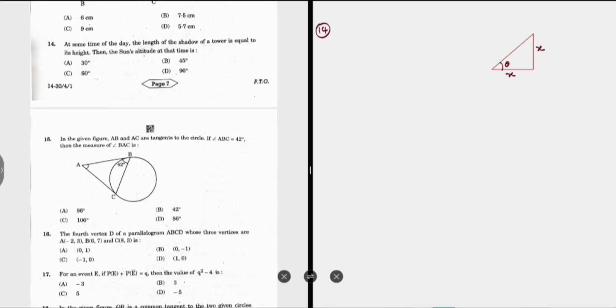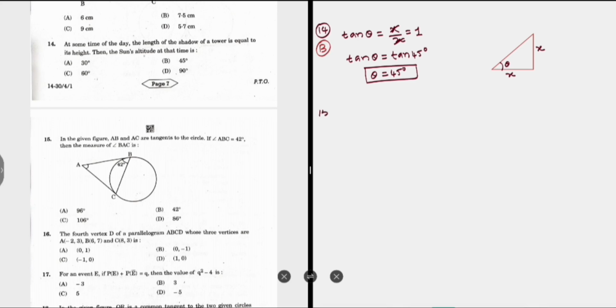So you can remember, whenever in a triangle the opposite side and adjacent side are equal, the angle will be 45 degrees. So how can we do it? Because we know the opposite and adjacent sides, we take the tan theta ratio. We know tan theta is equal to opposite by adjacent, that is x by x. So x cancels, that is 1. At what angle is the tan value 1? At 45 degrees tan value is 1. So tan theta is equal to tan 45 degrees, then theta is equal to 45 degrees. So which option is correct? Option B. Question number 14, option B is correct.